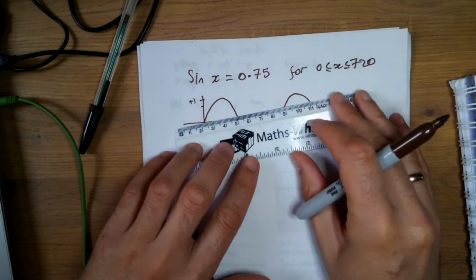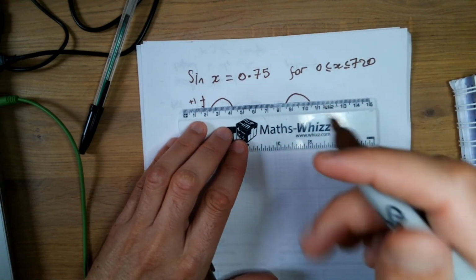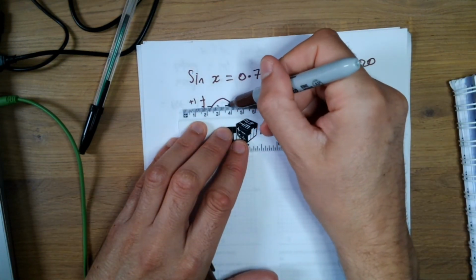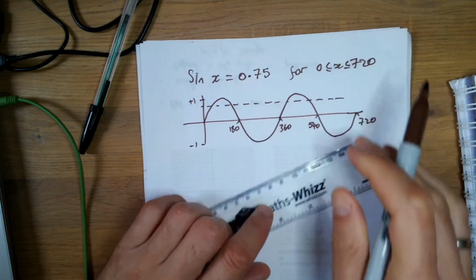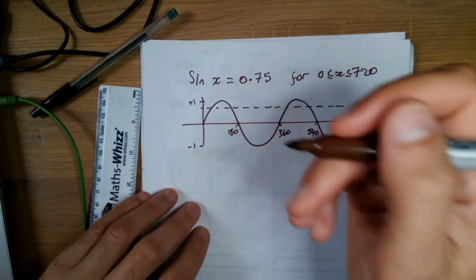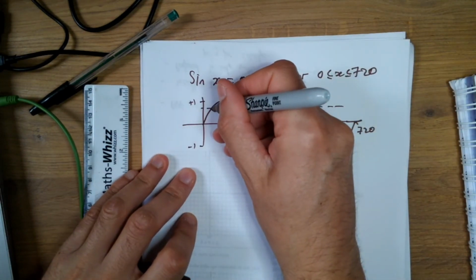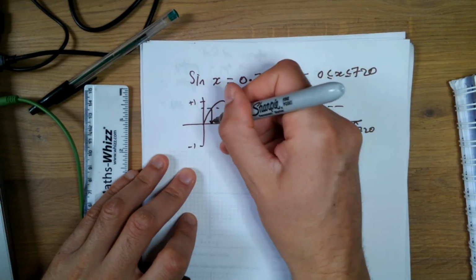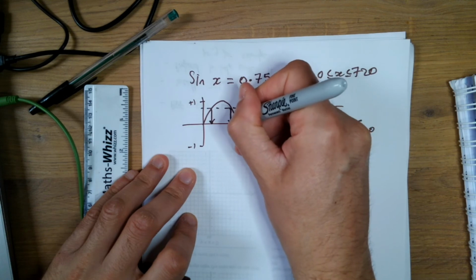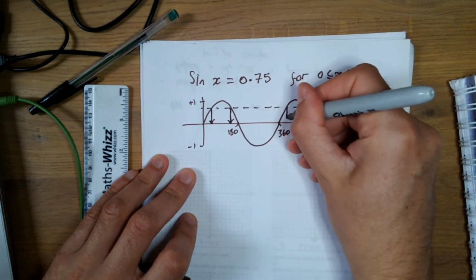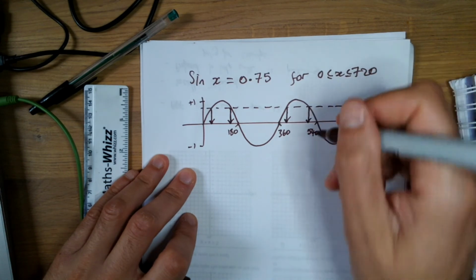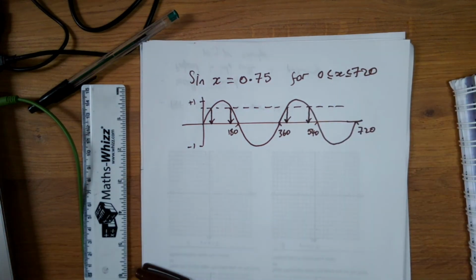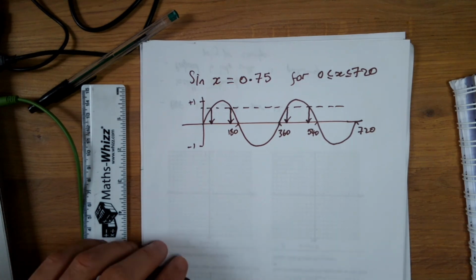So I'm going to be a good boy and get a ruler out. Draw a line going across there. Made it a dotted line. It doesn't really matter. Okay, so let's see the angles that will correspond to there. So we've got an angle there. We've got an angle there. And we got one there just above 360 and one here just below 540. So we need these 4 angles that the arrows point to.